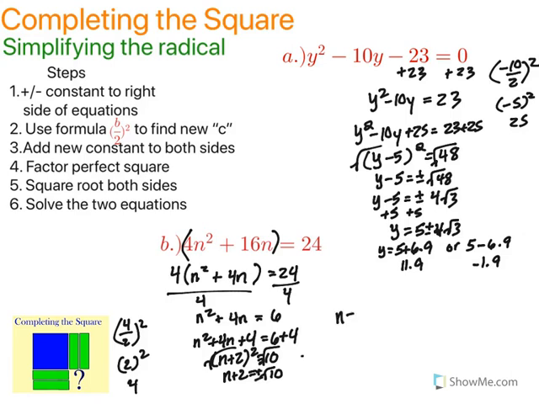So I'm going to get n is equal to negative 2 plus or minus the square root of 10. And then, again, the square root of 10 is simplified, but if we wanted to change this to a decimal, the decimal approximation would be 3.2. So I'd have negative 2 plus 3.2, and I'd have negative 2 minus 3.2. So my final answer would be 1.2 or negative 5.2. This is how we solve quadratic equations using completing the square.